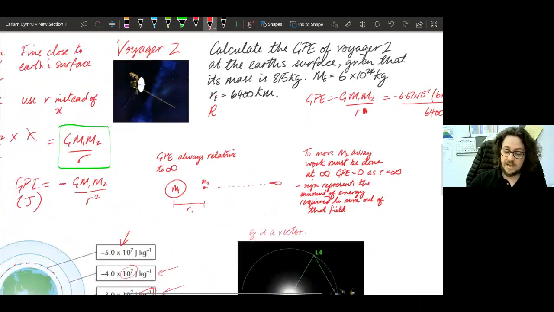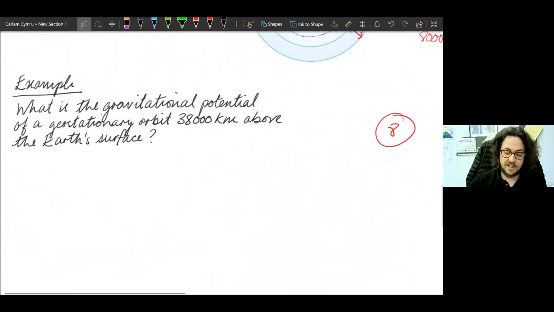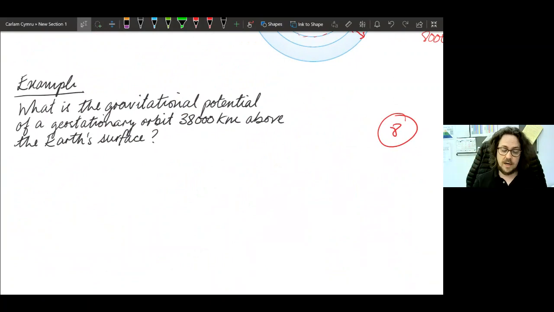So that's how you calculate gravitational potential energy. Let's do one more example, where we now calculate gravitational potential. What is the gravitational potential of a geostationary orbit?